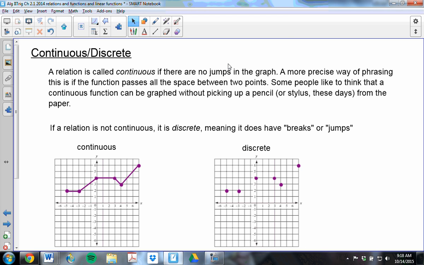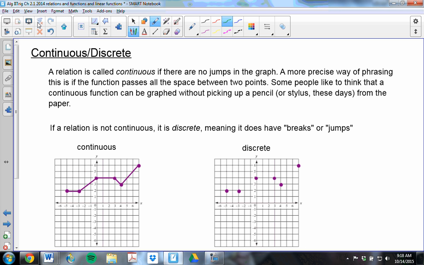But this discrete one over here has jumps in it. If I were to try to graph it, I just have to go point and pick up my pencil and point and pick up and point and point and point and point. And I don't actually pass the space in between all the points, which means that this is discrete and not continuous.